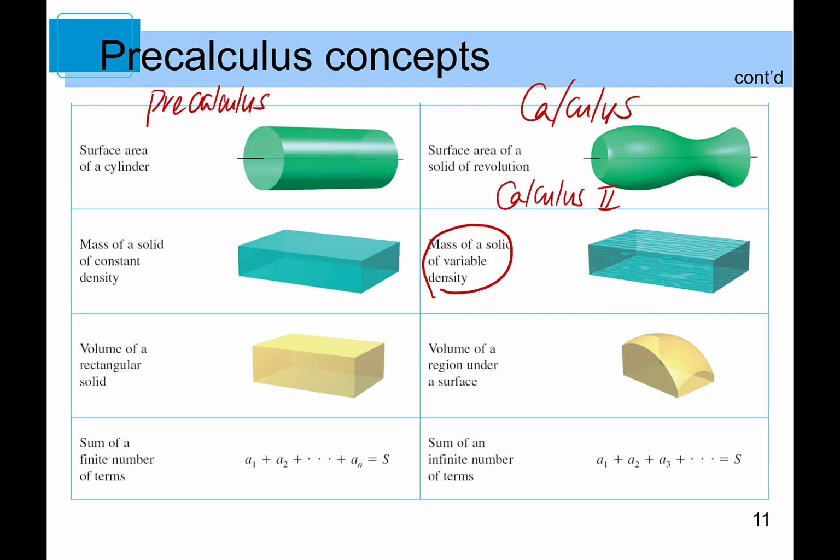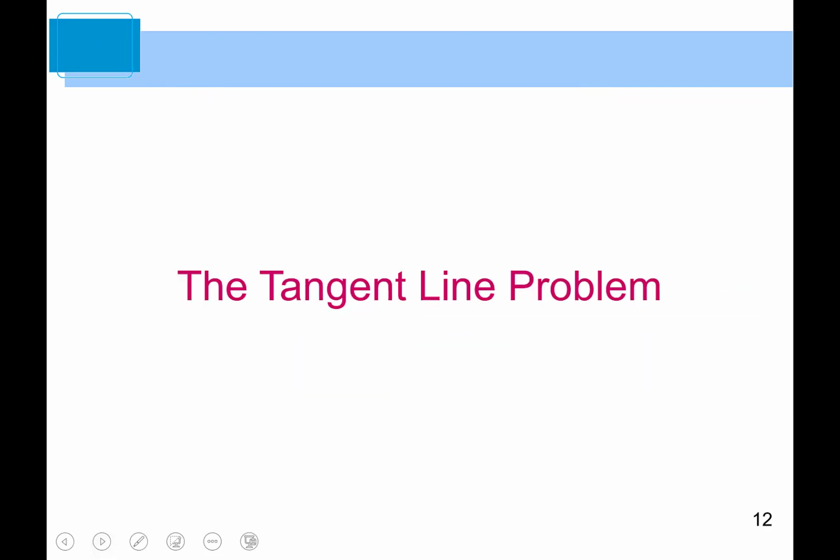In pre-calculus, you can find the volume of a rectangular solid. In calculus, you can find the volume of a region under a surface. In pre-calculus, you can find the sum of a finite number of terms. And in calculus, you'll be able to find the sum of an infinite number of terms. So that's a major difference between pre-calculus and calculus.